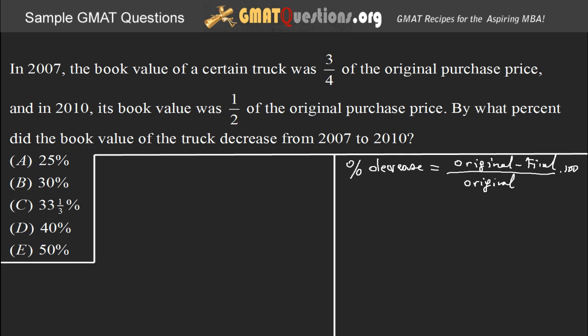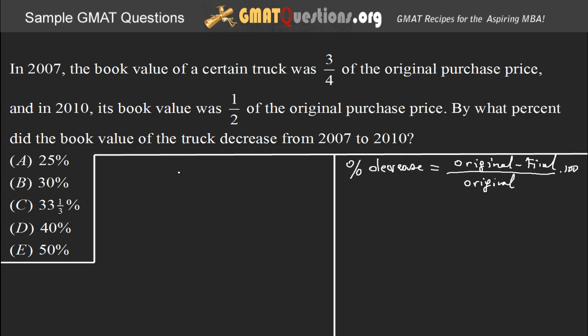Notice that the difference between the percentage decrease and the percentage increase is merely the numerator. In the percentage increase, we had final minus original over original. But for the percentage decrease, in order to have a positive number here, because you have positive percentages, we need to switch the final and the original values. So now we have original minus final over original. Okay, so take note of that. Okay, let's go to work now.